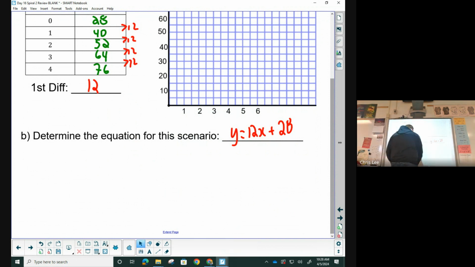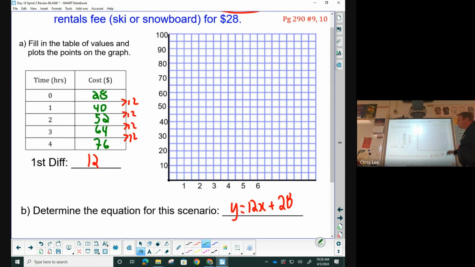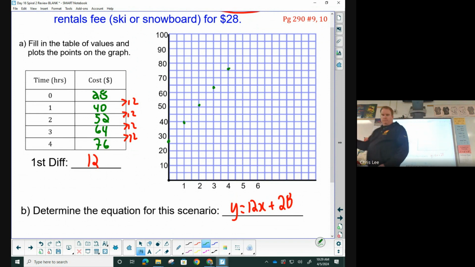I could quickly draw this. Plot these points. Starting at 28, that's 0. And then 1 is 40, 2 is 52. Do we have to draw? Yeah, okay, that's why the chart's there. I think, do the instructions not say draw it? Oh, and plot the points on the graph. Oh, shoot. You didn't read that part. Yeah, right there, see?